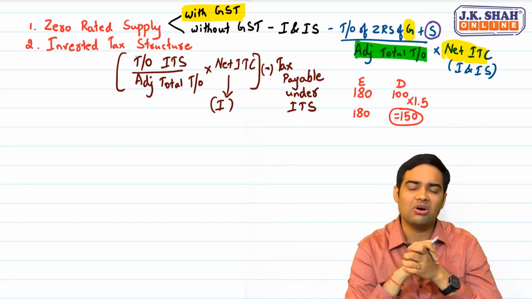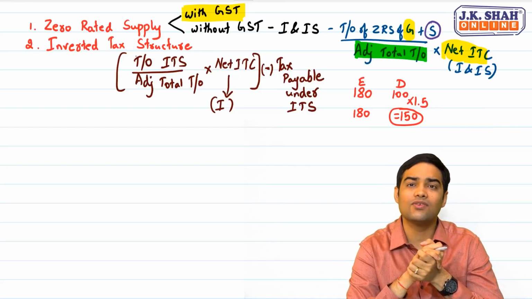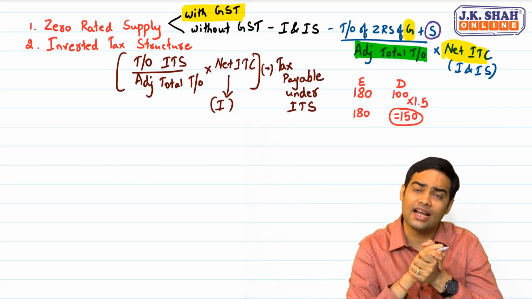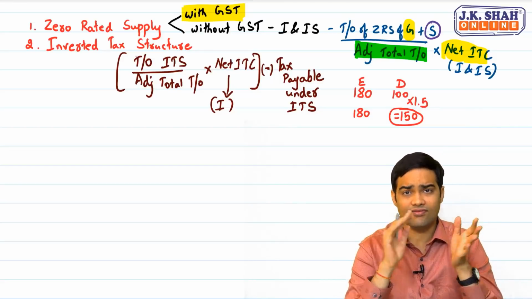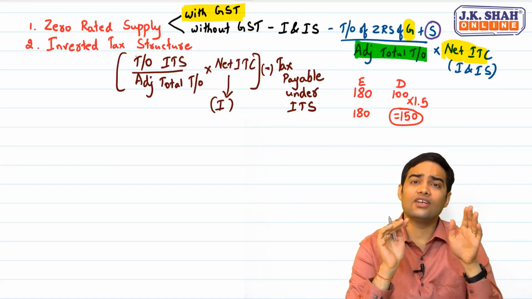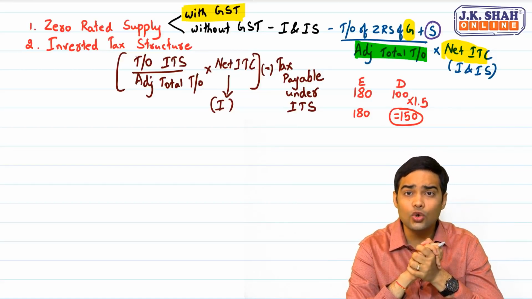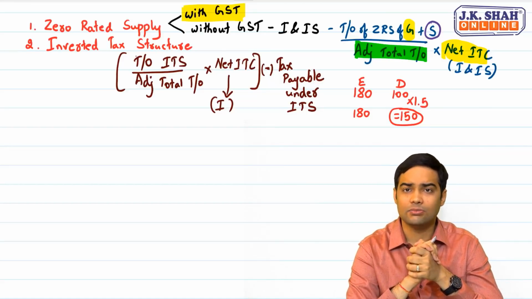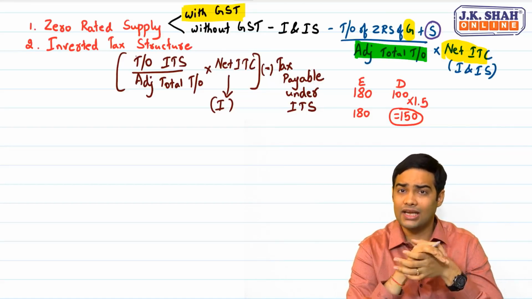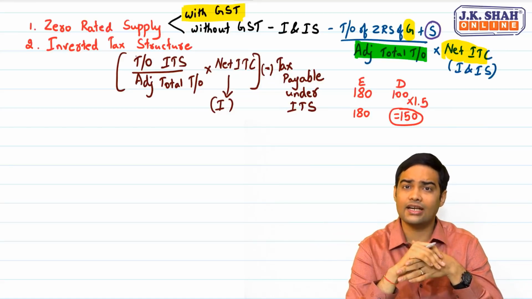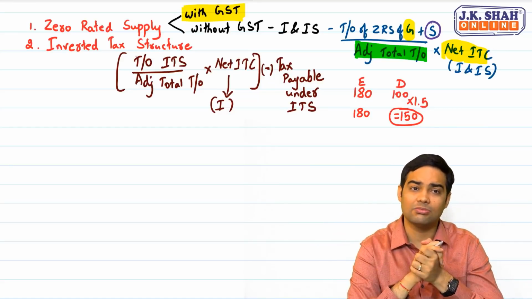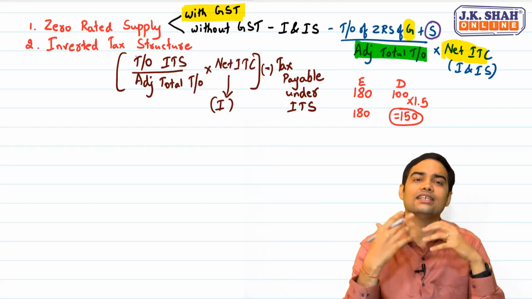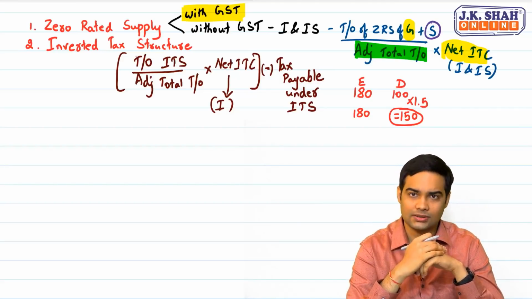CBIC has said no. A trader would not be eligible for claiming refund under inverted tax structure even if the rate of tax is reduced by government. Will not be eligible. So my purchases might have been at 18%. I am going to sell it at 12%. Still I will not be eligible. So inverted tax structure is basically for manufacturers.